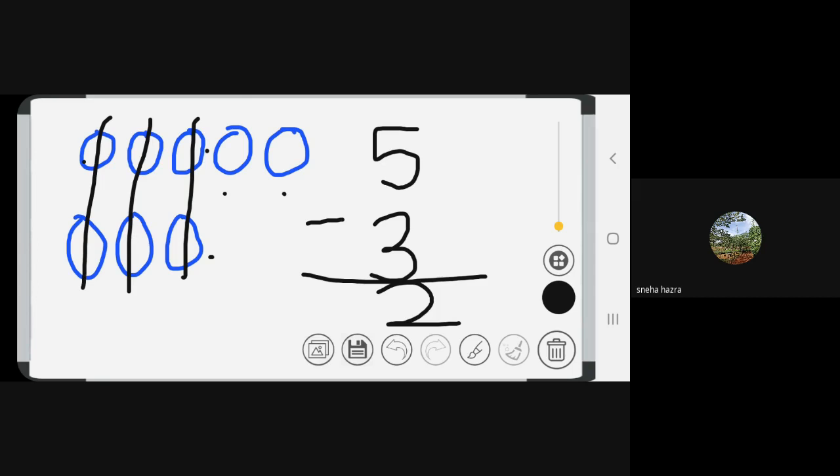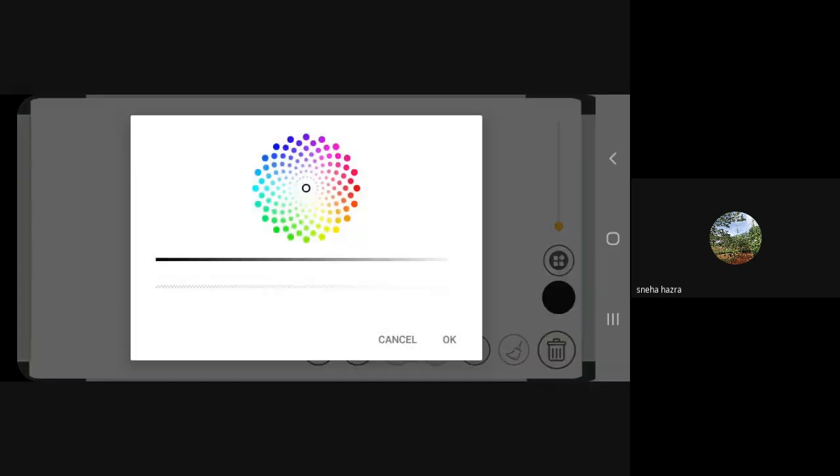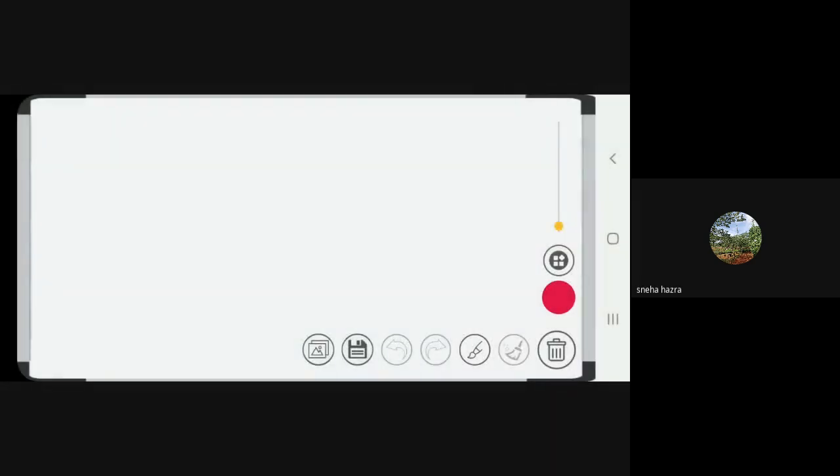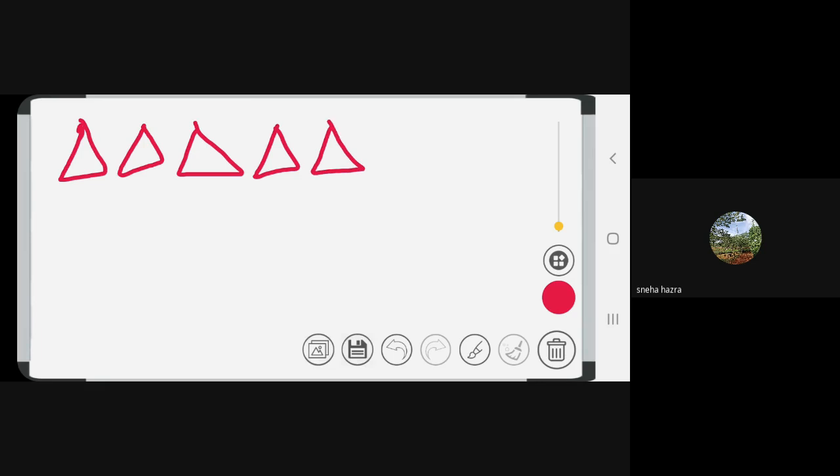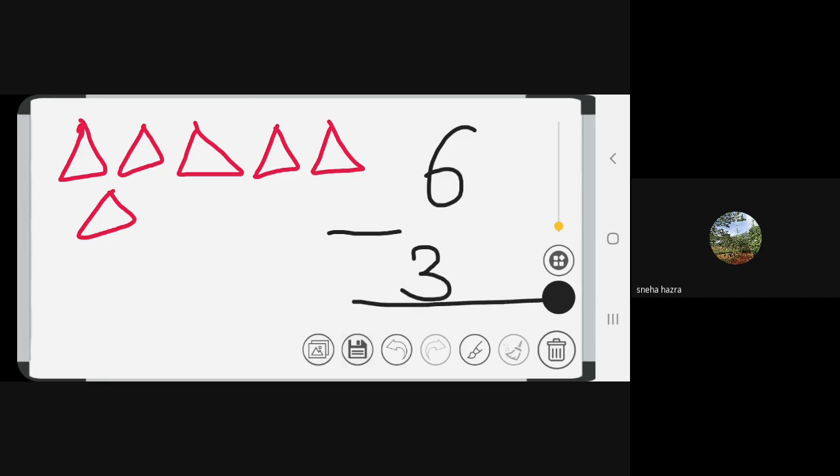Okay, one more example, another type also, I'll show it to you. So I'll draw the triangles. 1, 2, 3, 4, 5, 6. Okay, there are 6 triangles. Subtracted 3. 6, 3. Okay.